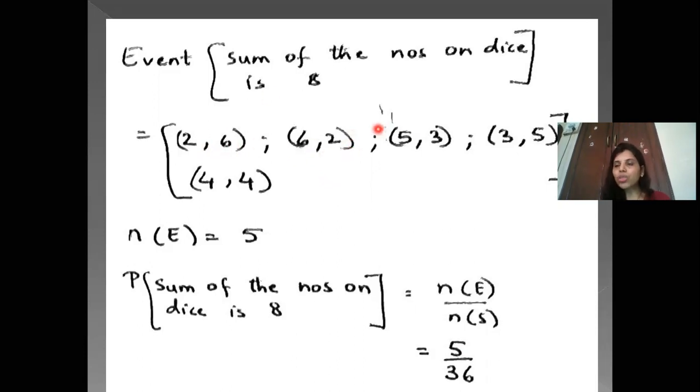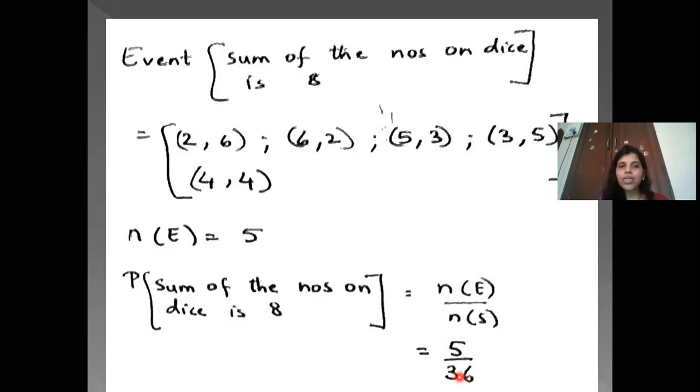Then go to 3. So 3 plus 5 is 8. So again the reverse, 5 comma 3. And then 4 plus 4 is 8. Okay. So we have taken all the possibilities now. Number of events becomes 5: 1, 2, 3, 4, 5. Now the probability of sum of the number on the dice is 8 is number of events upon number of sample space, that is 5 upon 36. Okay, now you can't simplify it, so just keep it like that.